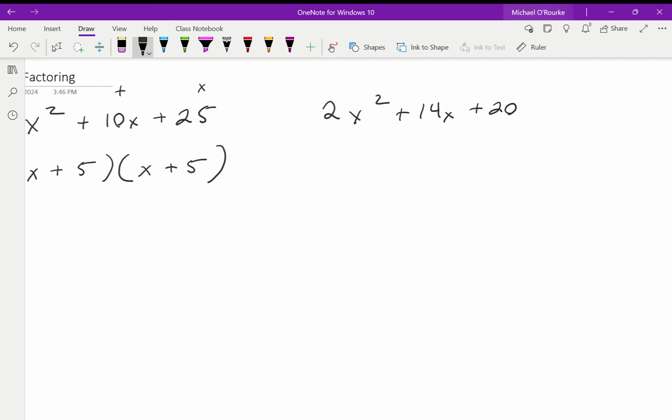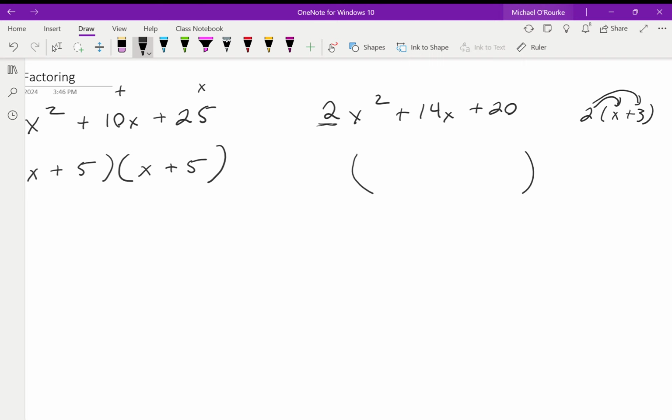So let's say I have the equation 2x squared plus 14x plus 20. For some people, we haven't done factoring where we have a number in front. So what we need to do is take it out. If you remember brackets where we distribute, like if I had 2 times x plus 3, we distribute it in. We're going to do the opposite and take numbers out.